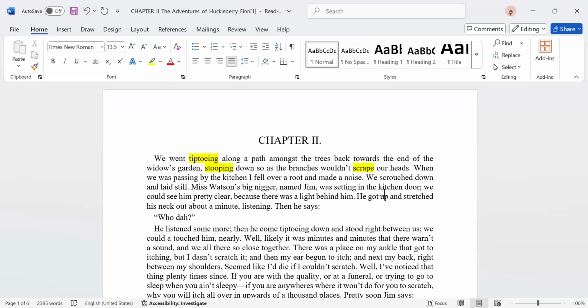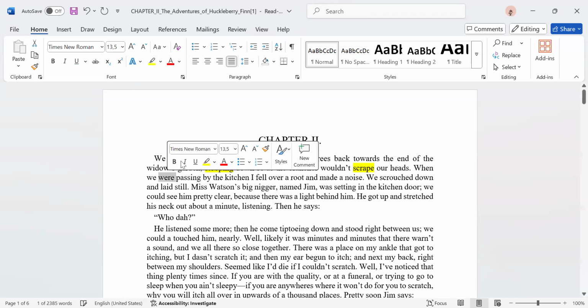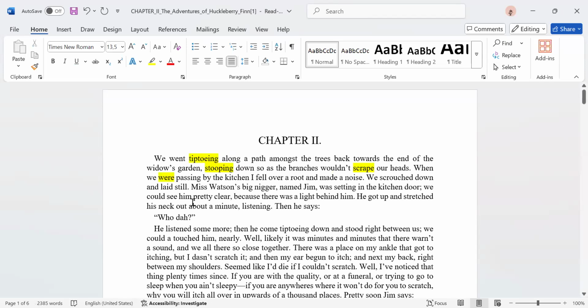Okay. When we was passing by the kitchen, I fell over a root and made a noise. So this has a grammar issue here, but I'm not going to change the text. Or maybe I should change this just to avoid your confusion? So when we was passing is actually grammatically wrong. Was is usually used for she, he, it, or I. I was passing by the kitchen, or she was passing by the kitchen, would be a correct sentence. But since we're talking about a plural, the correct form should be were. So we were passing. Now this is correct. Were indicates a past event, and passing is the present participle here. So it's talking about past continuous, something that was occurring in the past. Passing by the kitchen, I fell over a root.